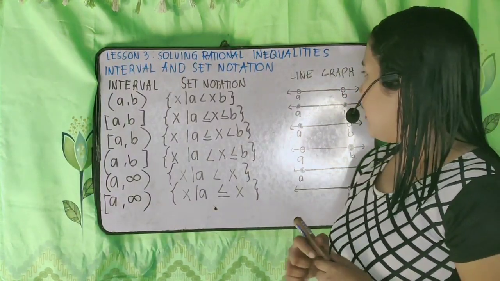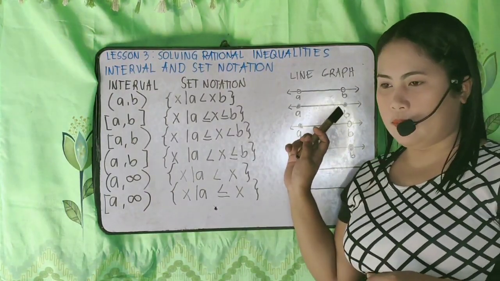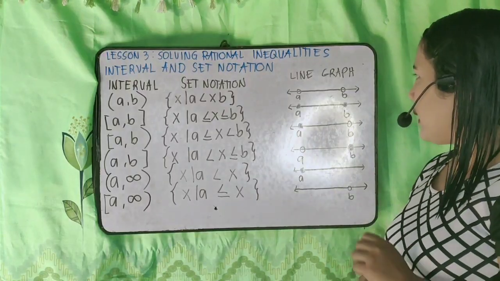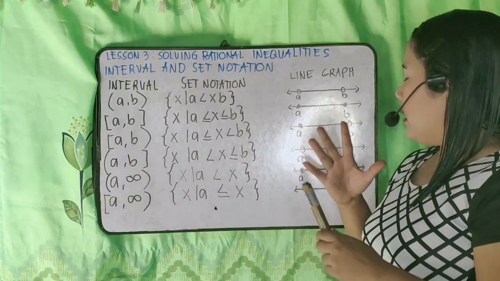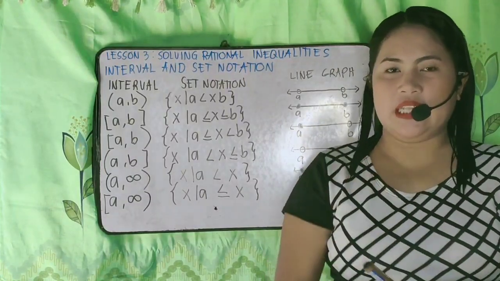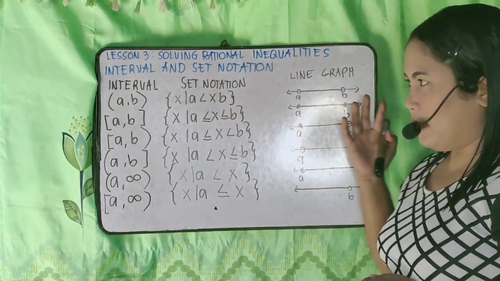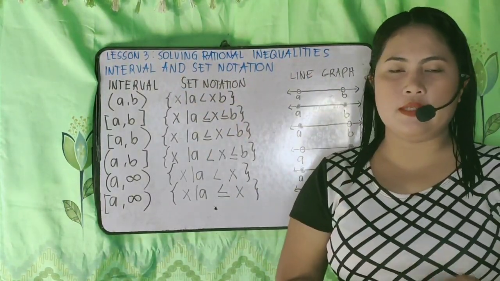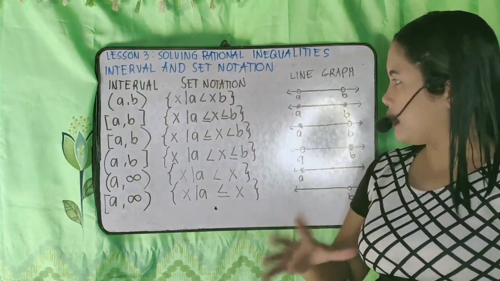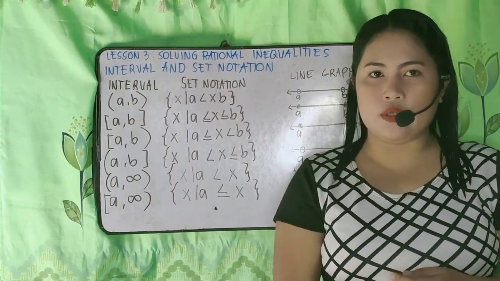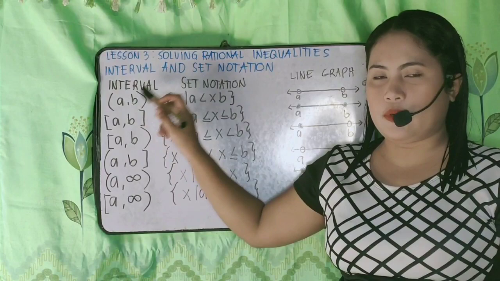Here we have the hollow circle and the shaded circle. So paano ba natin gagamitin yung hollow circle? We use the hollow circle if yung solution natin is hindi kasama. Later sa following examples natin, mas maiintindihan nyo siya. So pag hollow circle, pag walang solution, ang gagamitin natin dyan is open and close parenthesis.